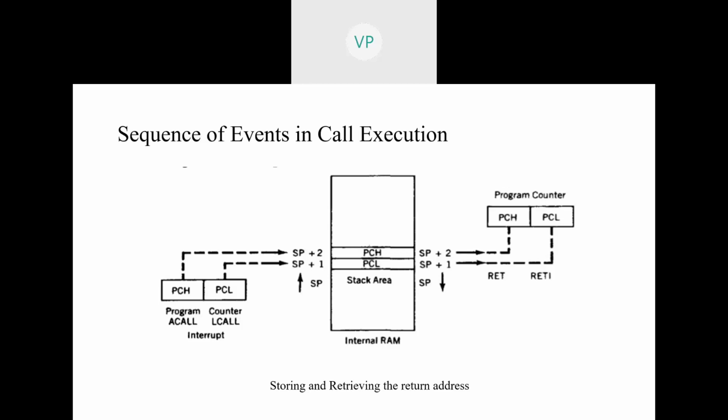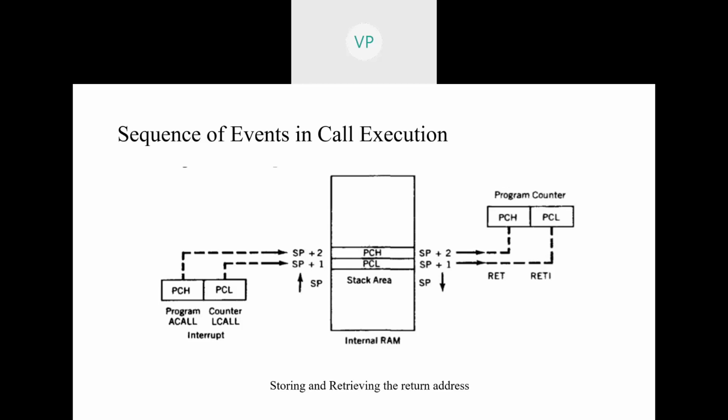It completes the execution of the subroutine, and at the end you have a return instruction. After the return instruction, the processor comes back to the main program, the program which called the subroutine. Now the processor goes to the stack and reads the address of the next instruction to be executed in that main program.